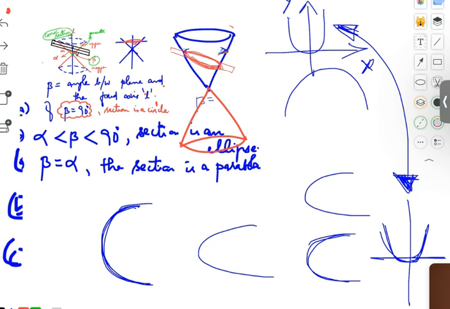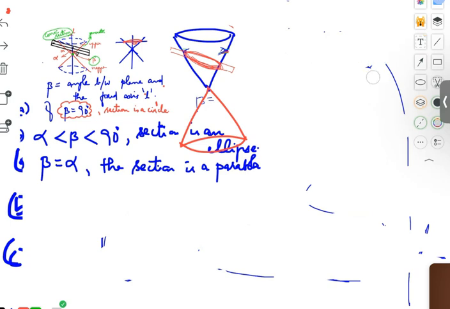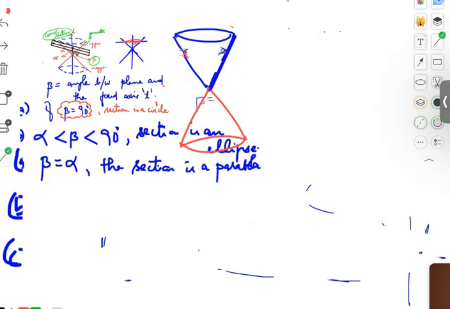So in all these cases, the plane cuts only one nape and not both the napes. Whereas there is a special case when the plane cuts both the napes, passes through both the napes. Can it even cut like that? Can a plane cut both the surfaces? That is my question. Are you guys following my question?